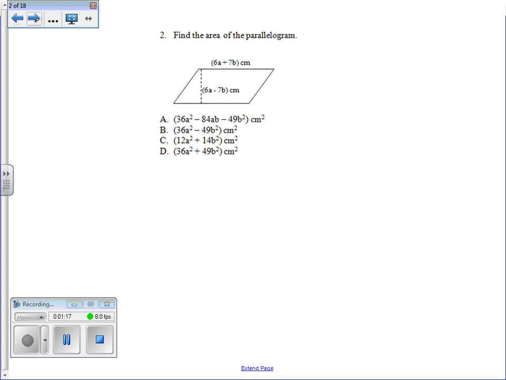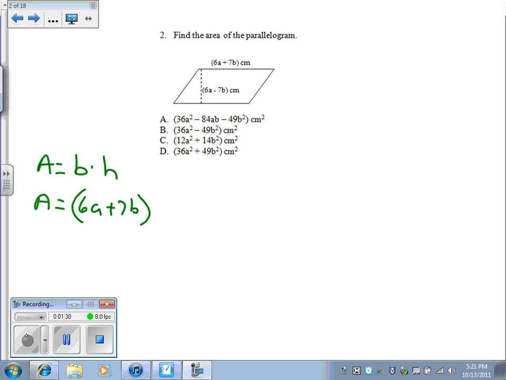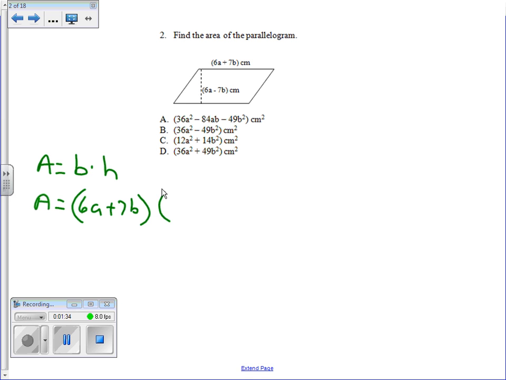For 2, find the area of the parallelogram. Area is equal to base times height. The base for this is 6a plus 7b, times the height, which is 6a minus 7b. And the units for both is centimeters, so we know our answer is going to be centimeters squared.